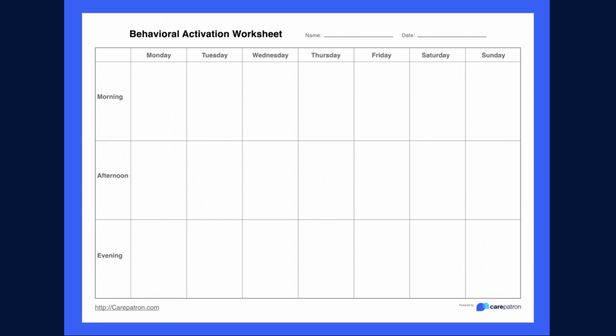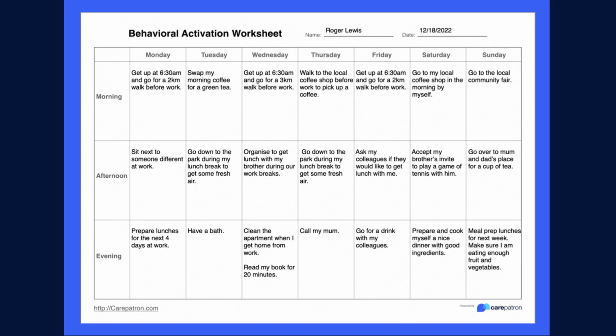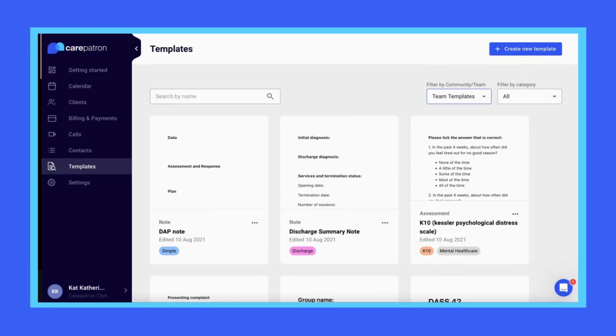For example, the client may want to go for a walk on Monday morning, or focus on strengthening their relationships by calling their parents one evening. Here is a copy of a completed worksheet based on a fictional client so you can have a closer look at further behavioural examples. It is also possible to access the Behavioural Activation Worksheet from inside the Carepatron platform.